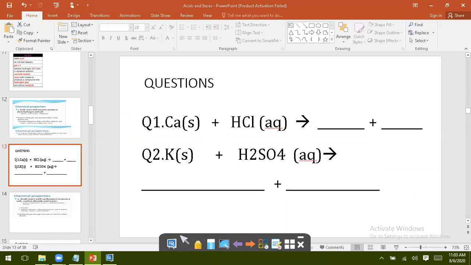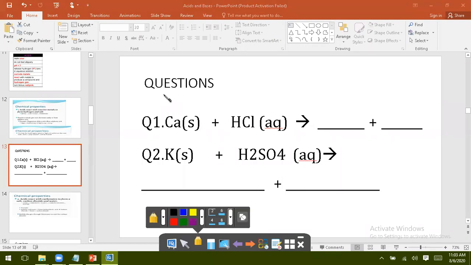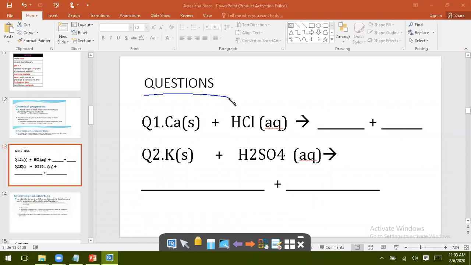In line with the first chemical property of acids, we have two questions. First one, calcium, which is a reactive metal, calcium plus hydrochloric acid. We have learned that if acid reacts with a reactive metal, it will result in two products being produced. One would be a salt and hydrogen gas.